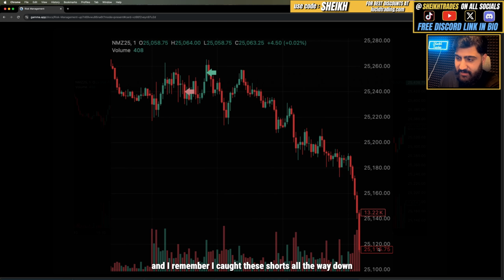And I remember I caught these shorts all the way down, which I'll show you in a bit, because I was able to have such a small loser and being able to catch such small winners. My risk management allowed me to end up the day green.